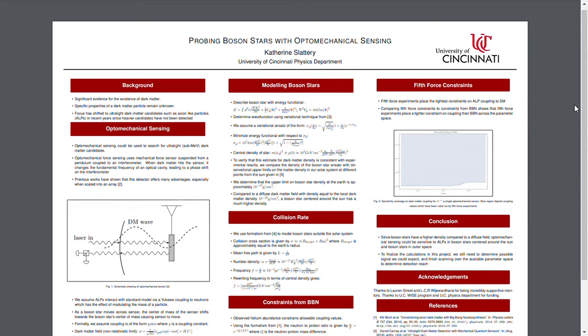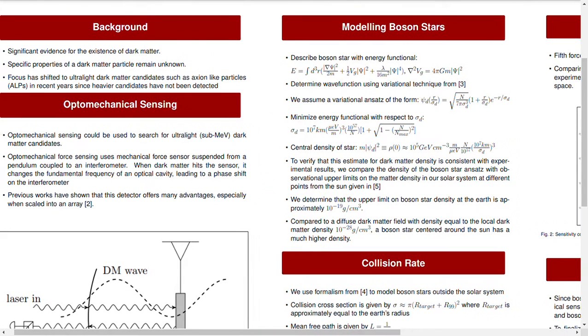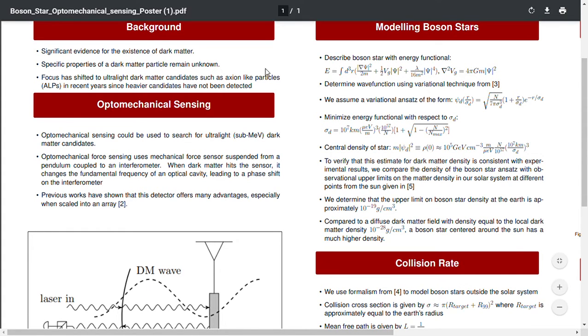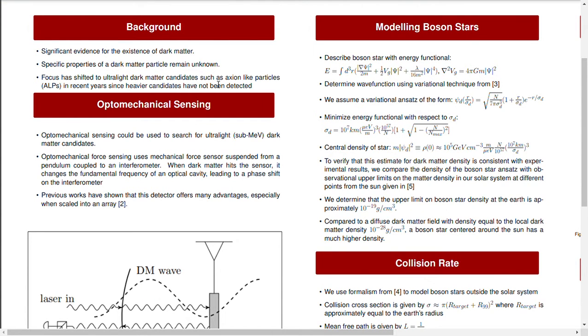For my project, I studied whether optomechanical sensing would be a viable technique to search for dark matter in boson stars. As of now, there is significant astronomical evidence for the existence of dark matter, though no specific particle has been detected yet. In recent years, focus on dark matter research has shifted to ultralight dark matter candidates such as axion-like particles, since heavier candidates have not yet been detected.